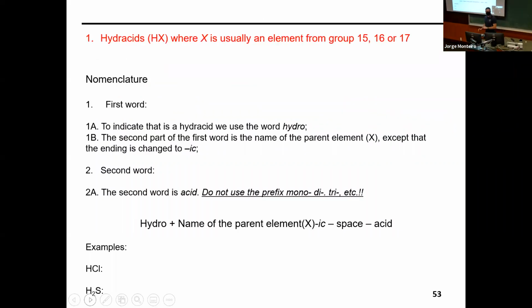And we talked about nomenclature of hydroacids. For the first word, the first part, you are going to use the word hydro. The second part, the name of the parent element with the end changed to IC. And then the second word, acid. So do not use the prefixes mono, di, tri, or tetra to indicate the amount of atoms when you are naming acids.